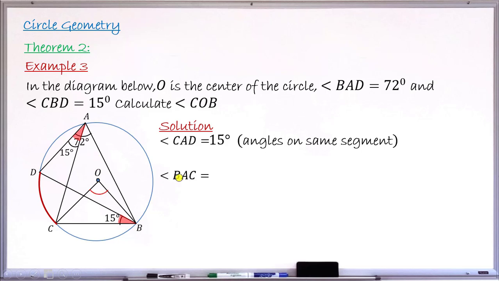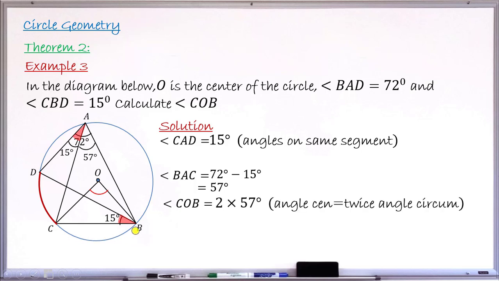Let me just get angle BAC. Angle BAC will simply be 72 degrees, the whole of this, minus this 15. And subtracting 15 from 72 correctly gives you the answer 57 degrees, which means this angle at the remaining circumference is now going to be 57 degrees. And looking at this angle, 57 degrees is an angle subtended by this arc. Look at the arc CB.